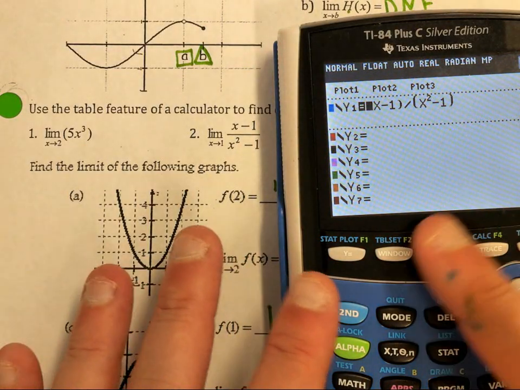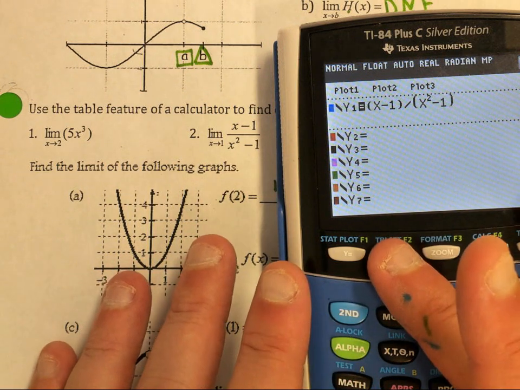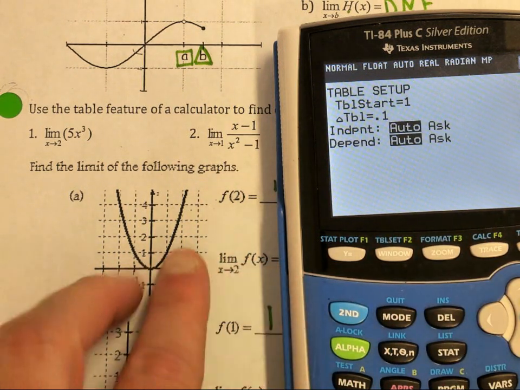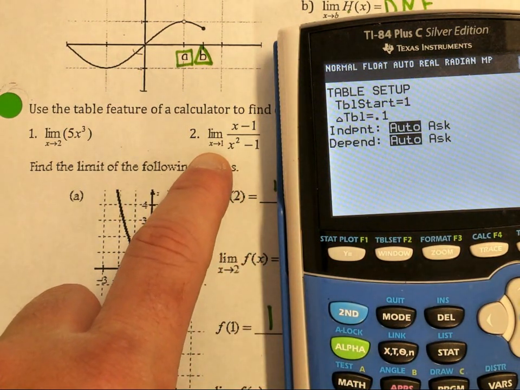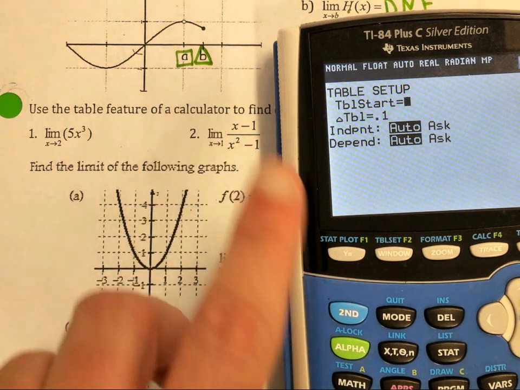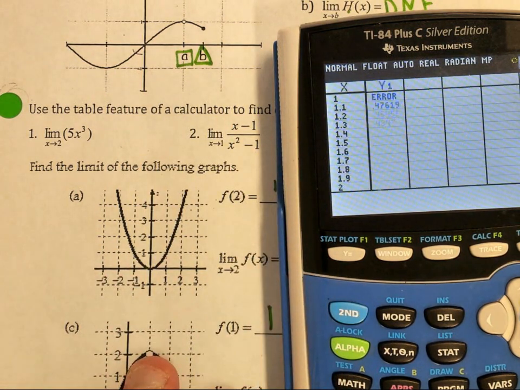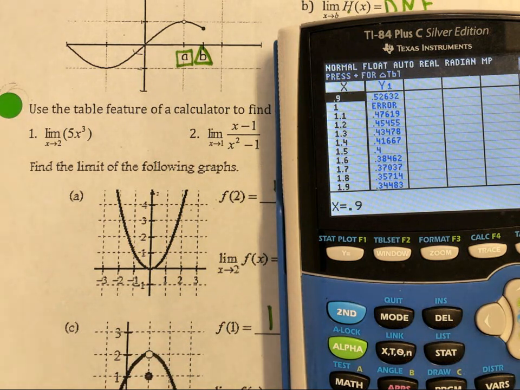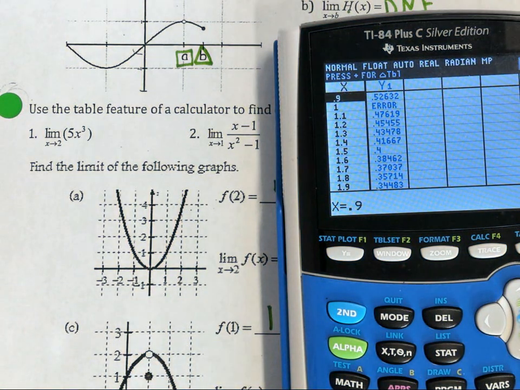Okay, now go to table set. I'm going to start at 1 since I want to know what's going on at my limit here. Now I'm going to hit second, table. What happened at 1? There's an error. That means there's something going on there. That means it's discontinuous there. There's some type of discontinuity.